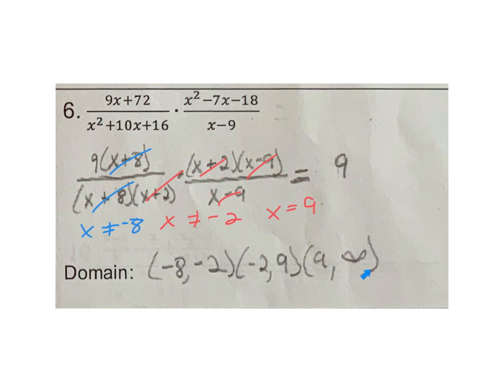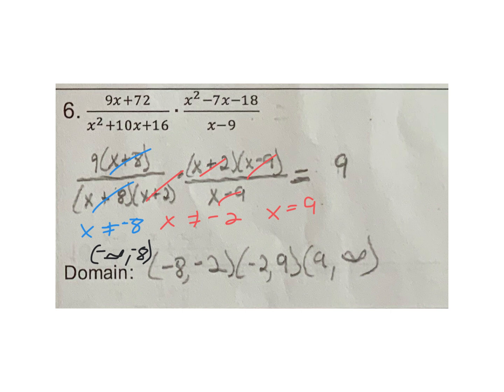But when we write our domain, we know that we can go from, oh, and it actually looks like my answer is missing part of it, because we should be able to go from negative infinity to negative 8. Then we go from negative 8 to negative 2, negative 2 to 9, and then 9 to infinity.